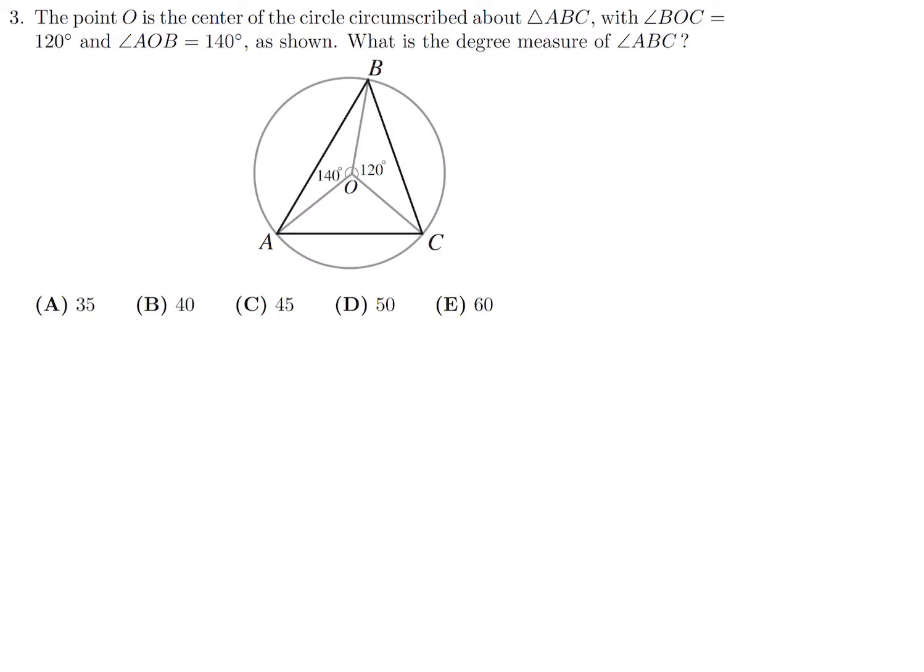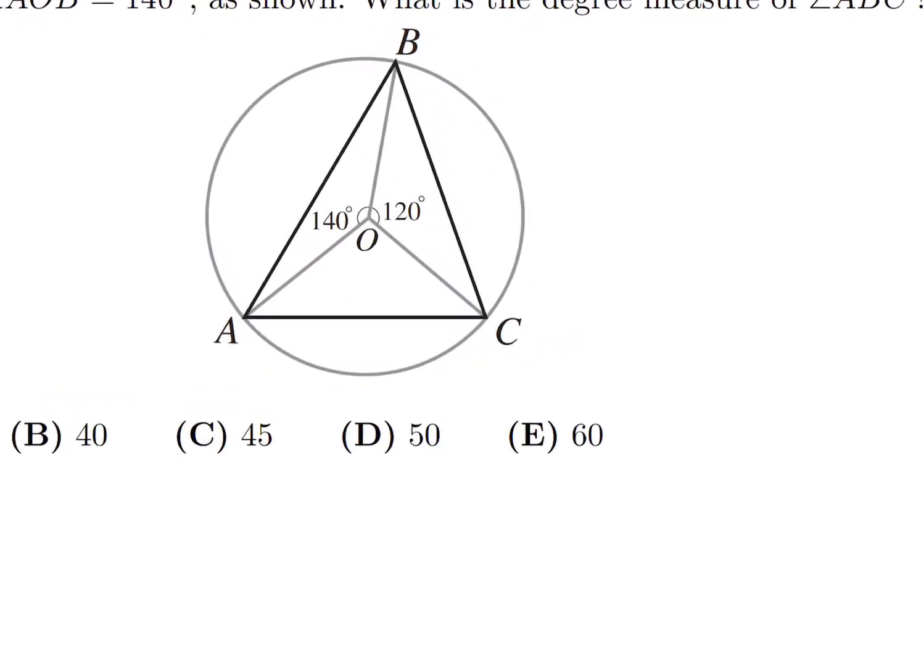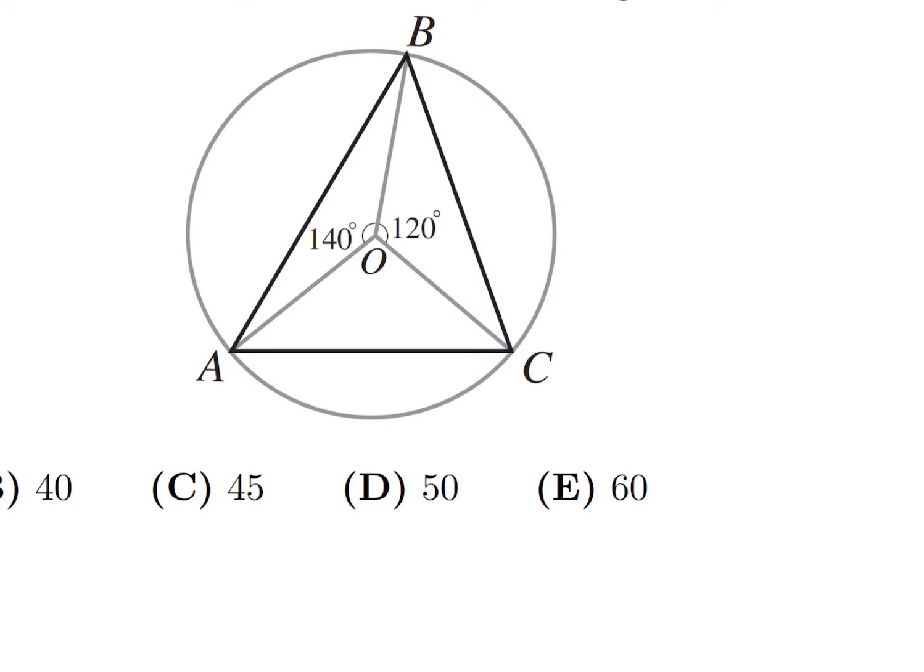The point O is the center of the circle circumscribed about ABC, with BOC equal to 120 and AOB equal to 140 as shown. What is the degree measure of ABC? Let's blow this up a bit. So this is a circle, and therefore these are radii. So that basically means that's an isosceles triangle.